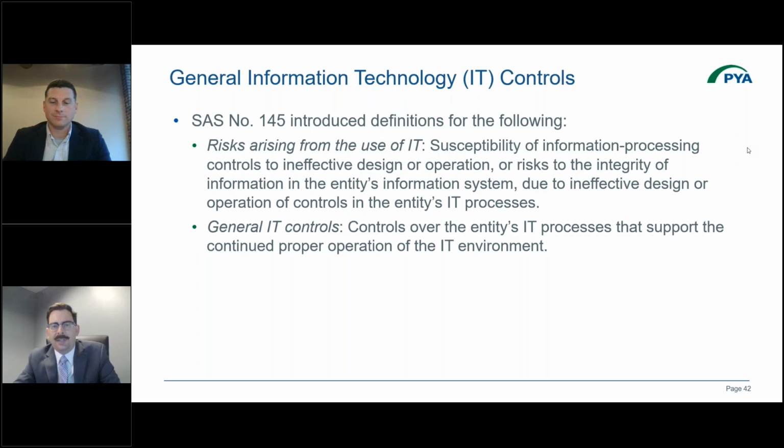And the second definition is general information technology controls, defined as controls over the entity's IT processes that support the continued proper operation of the IT environment. Examples might be firewalls, passwords, backup and restore processes, even just access to a server room. But combining that new risk we want to focus on with these new controls to address that risk, we can identify areas that auditors would now be required to look at under this new standard.